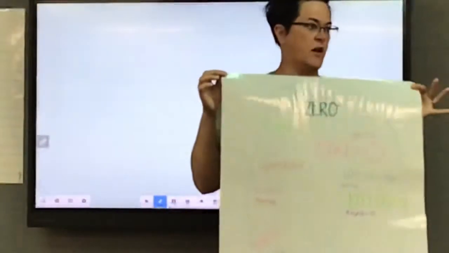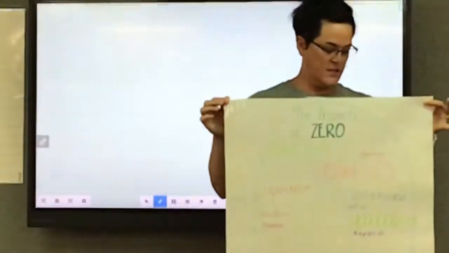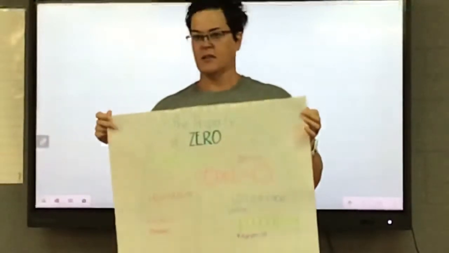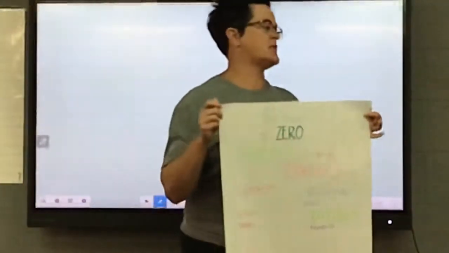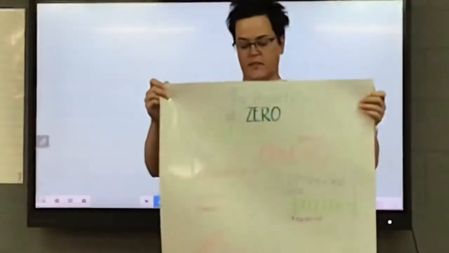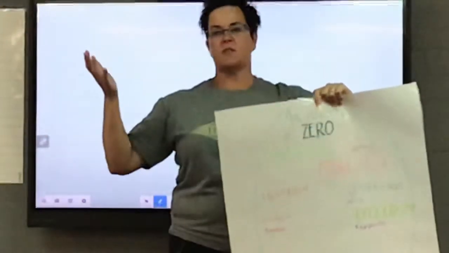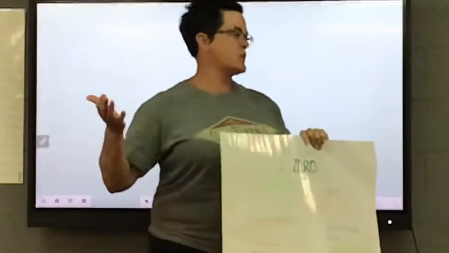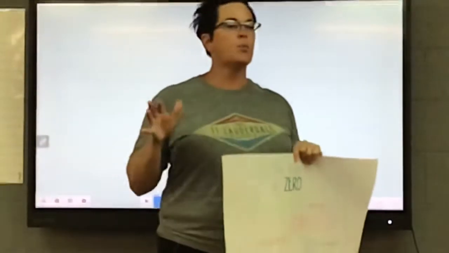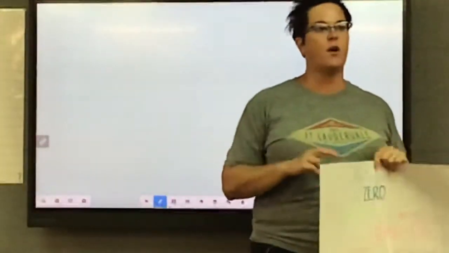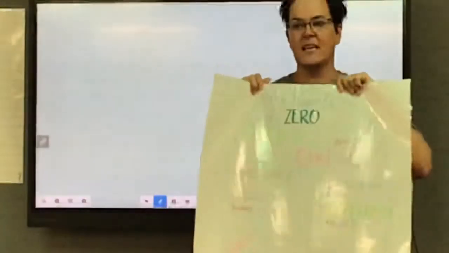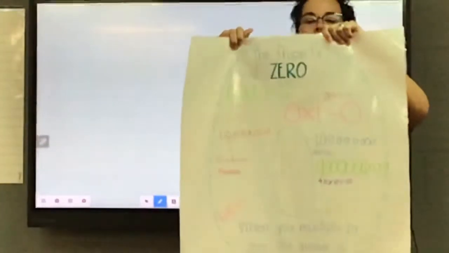Remember the examples that you had written on our paper? 0 times 0 equals 0. 7 times 0 equals 0. What if I said 1 times 0? 0. 100 times 0 equals 0. No matter what number we multiply times 0, it always equals 0.